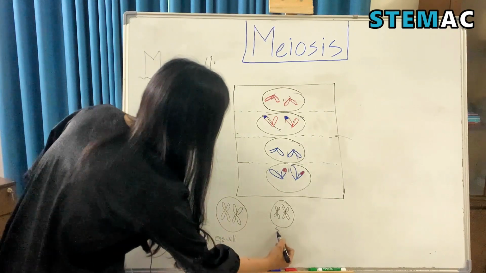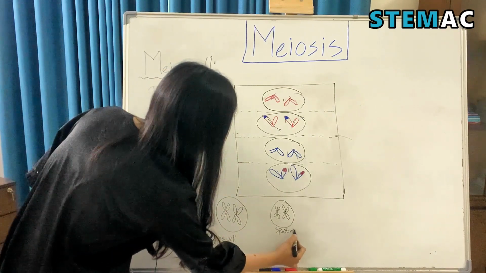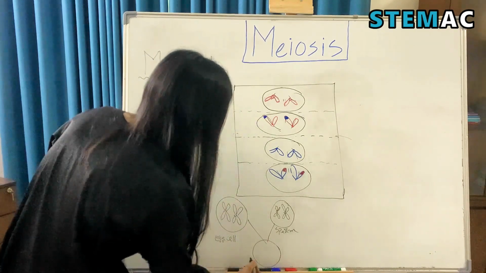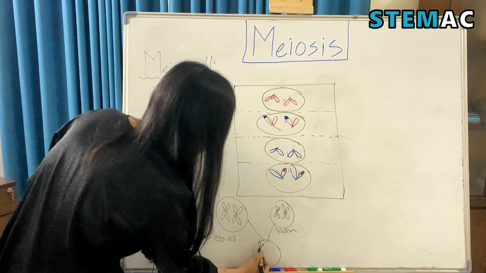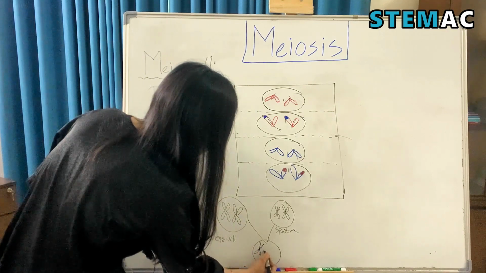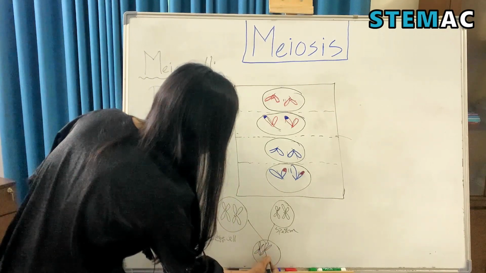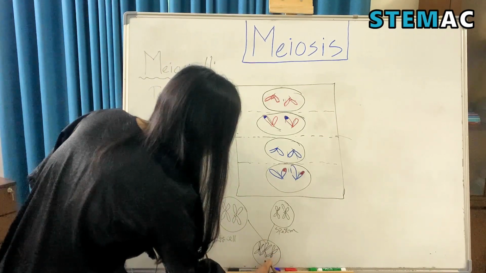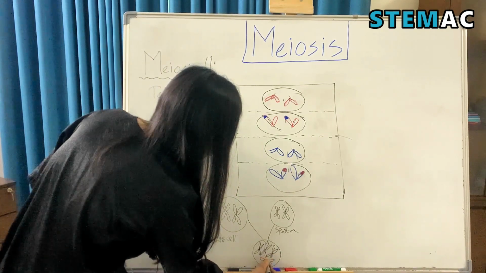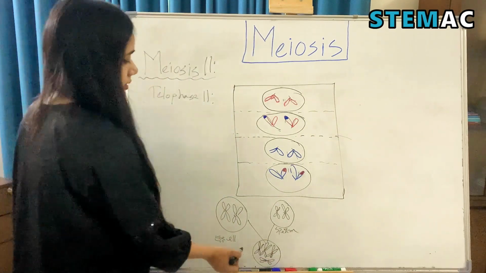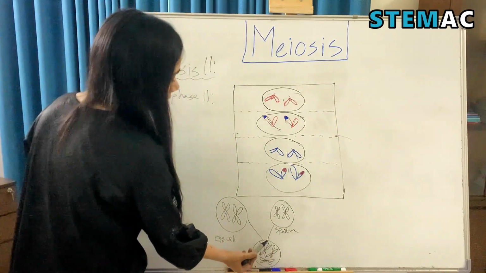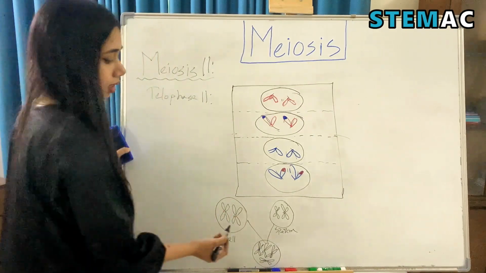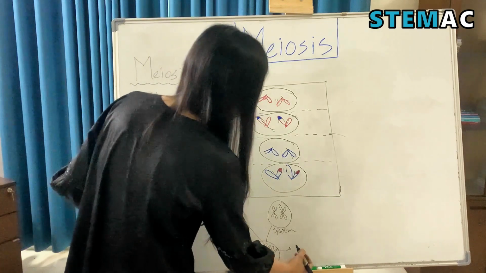Together, the sperm and the egg will form a zygote, and the zygote will be a diploid cell, because the chromosome number is now back to the same number as the beginning. The chromosome number here is now 4 again. So this is a diploid cell and we call this a zygote.